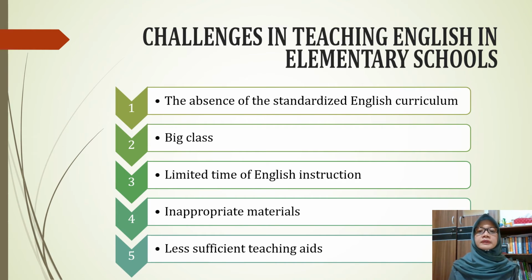Since there is an absence of a standardized English curriculum, there is no guidance for the teaching and learning process in elementary school. This reality makes the teacher think about multiple aspects rather than prepare to teach English well. And the second is the large number of students in the English language classroom. The class is too big, generally consisting of 30 to 40 students. Therefore, the students do not receive adequate individual attention from the teachers.